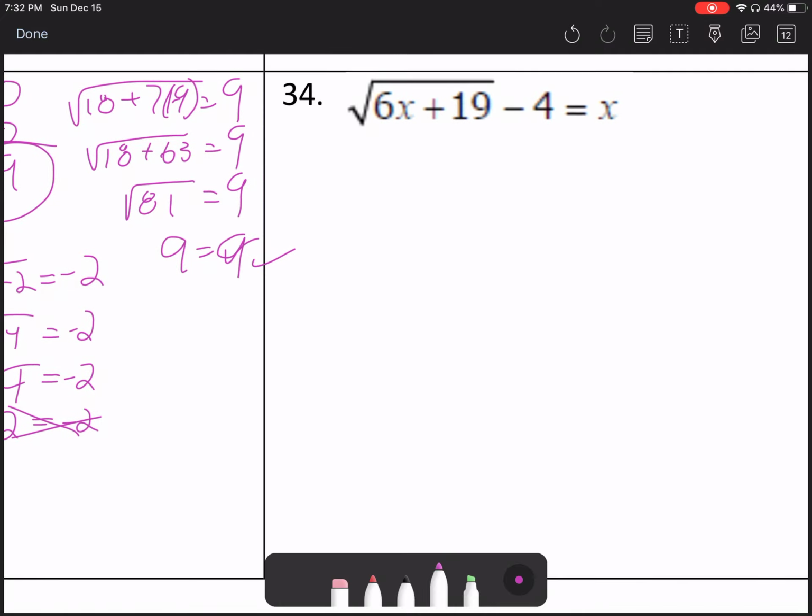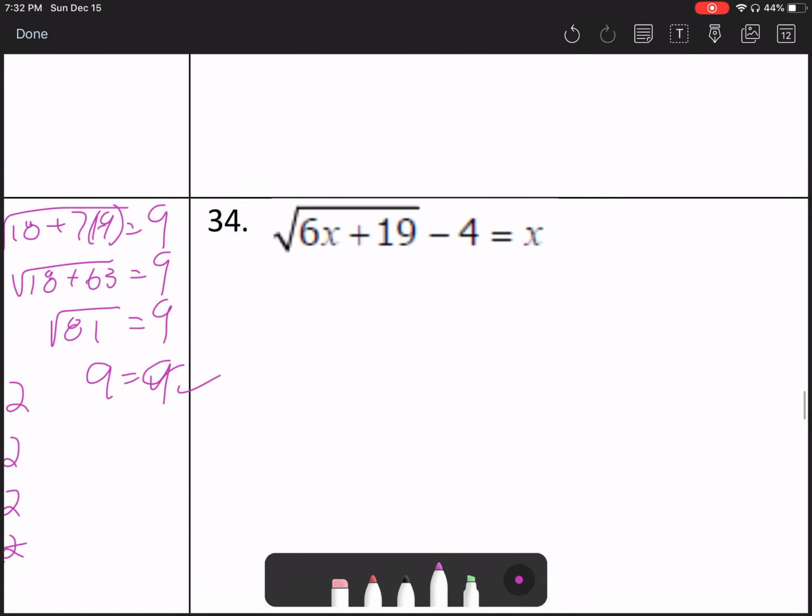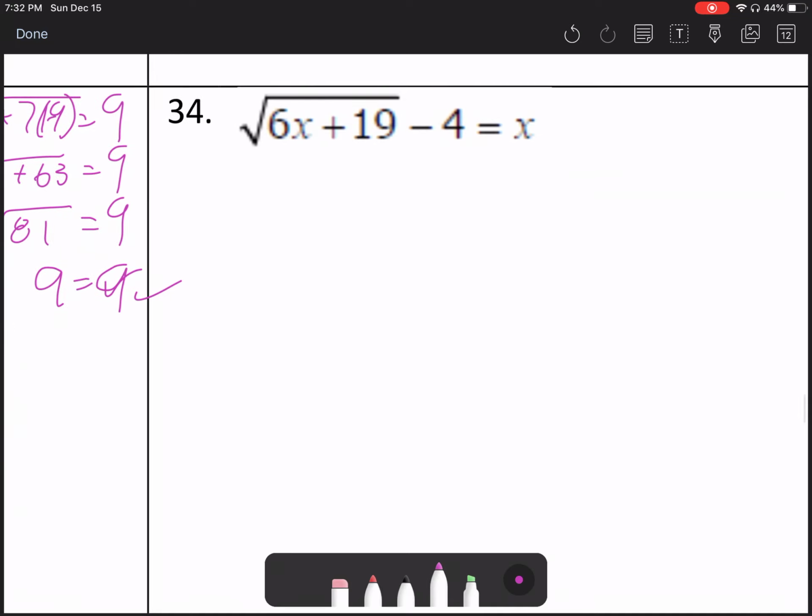34, the last one of the solving. For this, the first thing that we start with is always the fact that you have to get everything outside of a radical by itself. So right now I have this negative 4 that's outside the radical. So I do have to get my radical by itself to square each side to make it work.